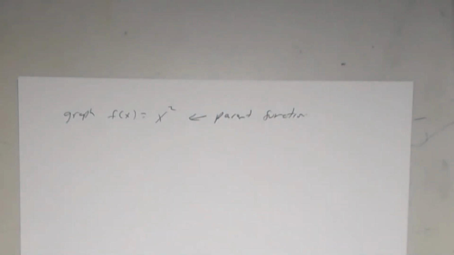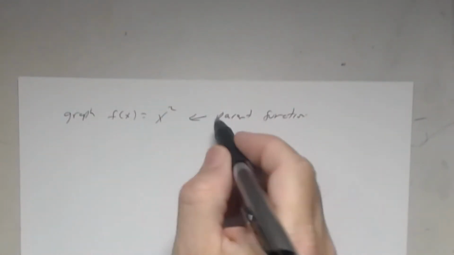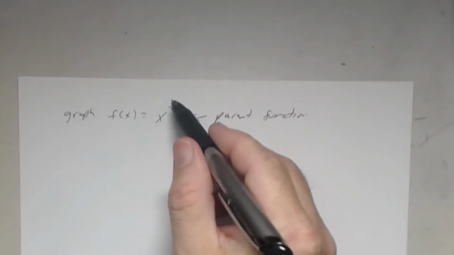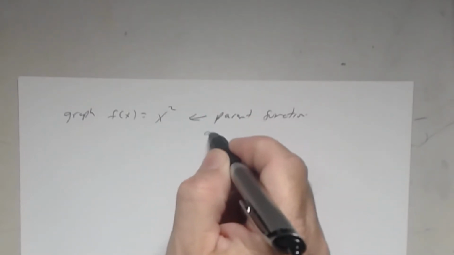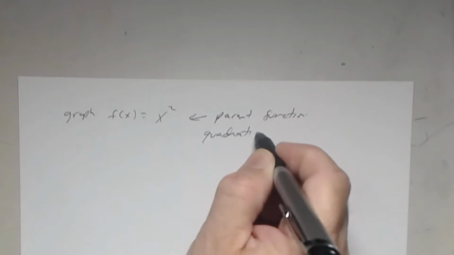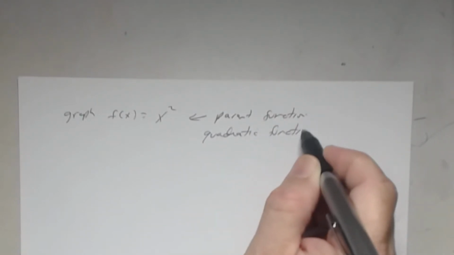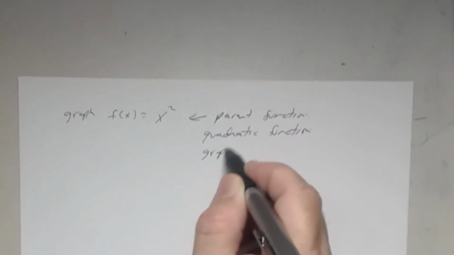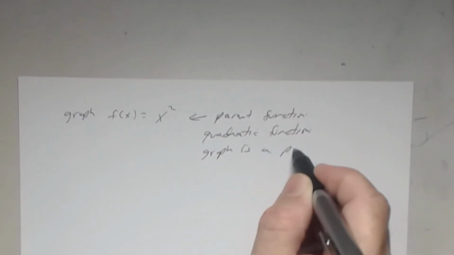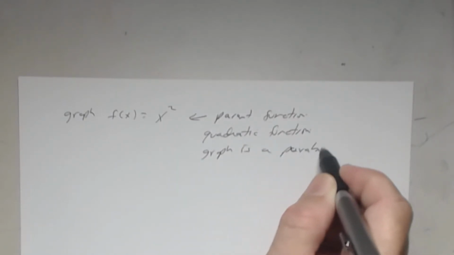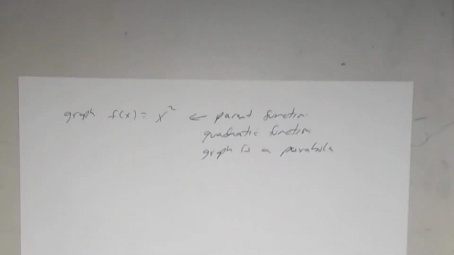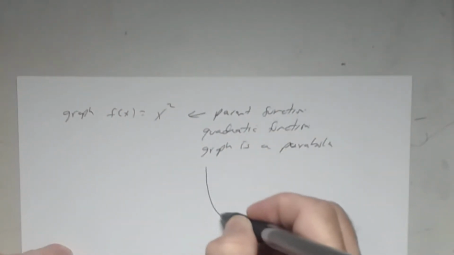All right, parent function. And so when graphing this parent function that's x squared, this is called a quadratic function. The part that makes it quadratic is the exponent 2. And the graph is a parabola. And the parabola looks like this. It will have this shape.